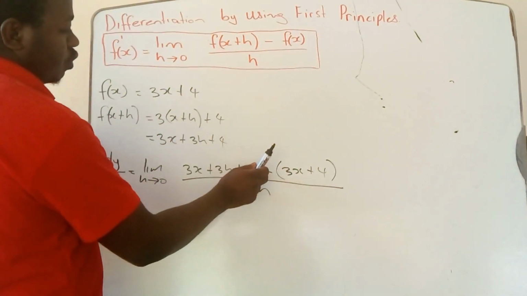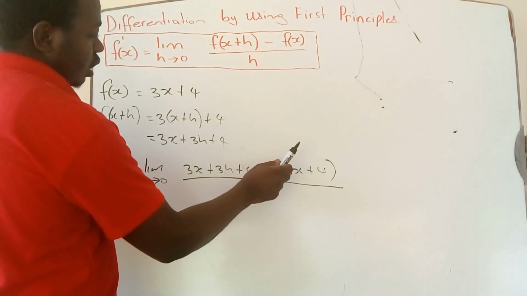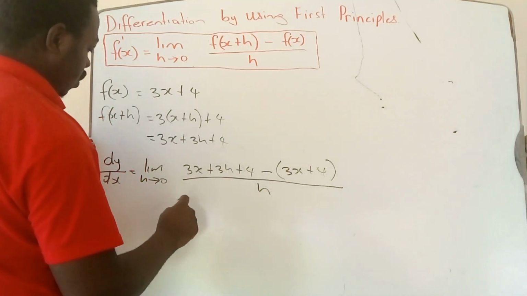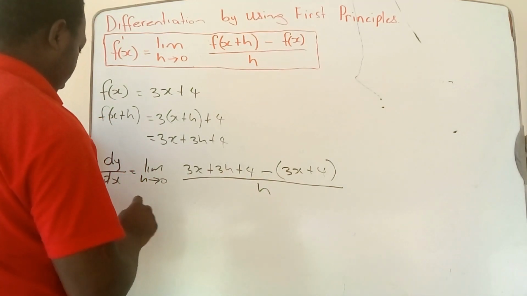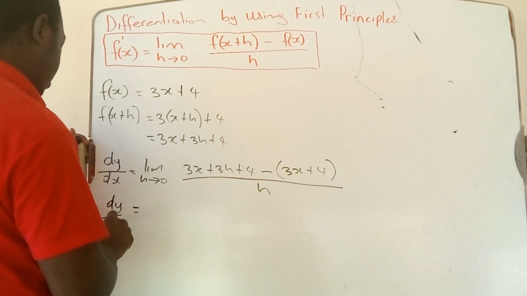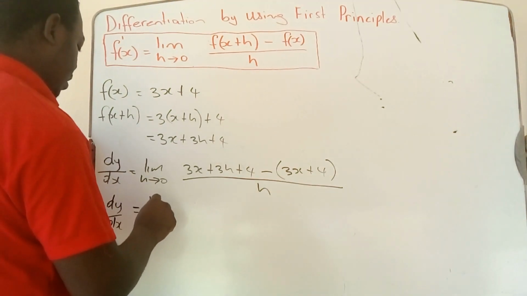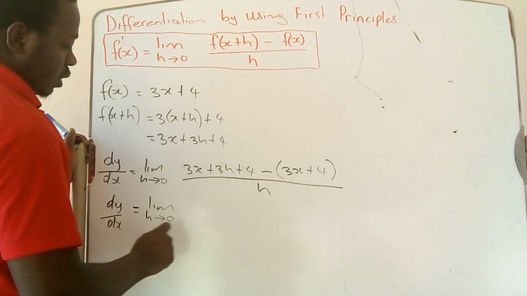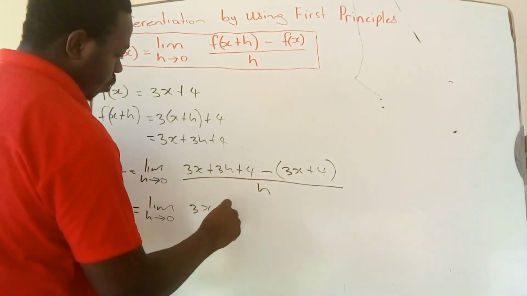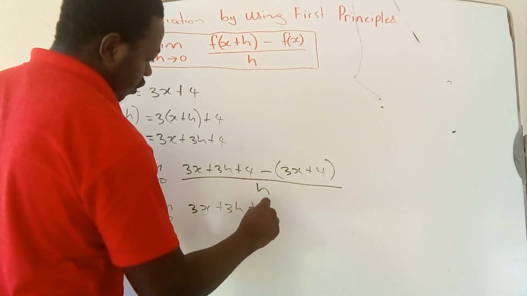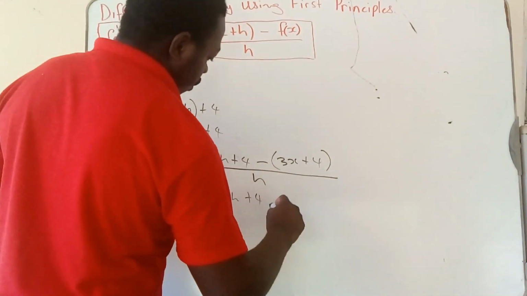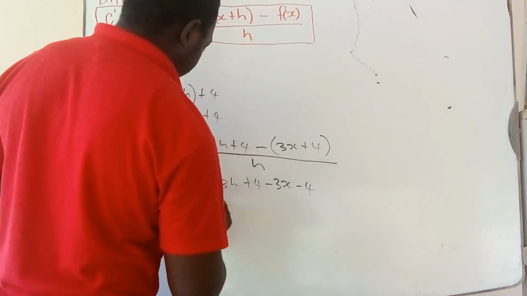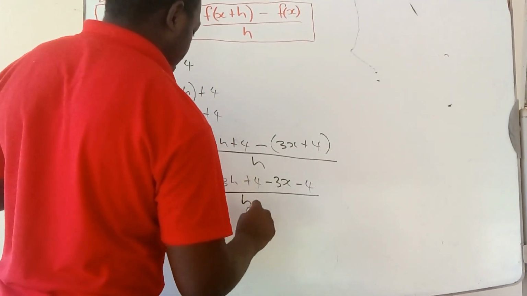Now, if we distribute this negative sign to each term in the bracket, the sign of each term in the bracket will change. So all we're left with is dy by dx as the limit of h approaches 0 of 3x plus 3h plus 4 minus 3x minus 4, all of that divided by h.